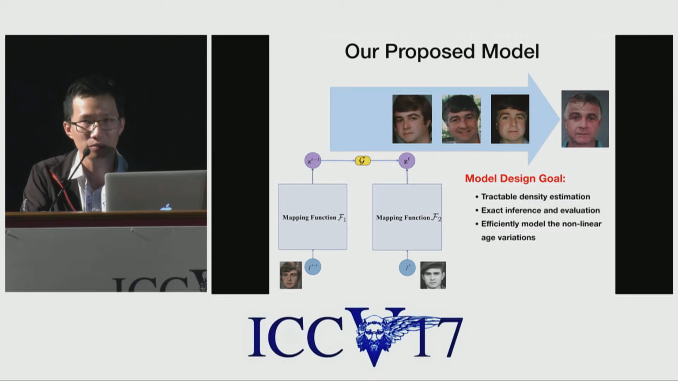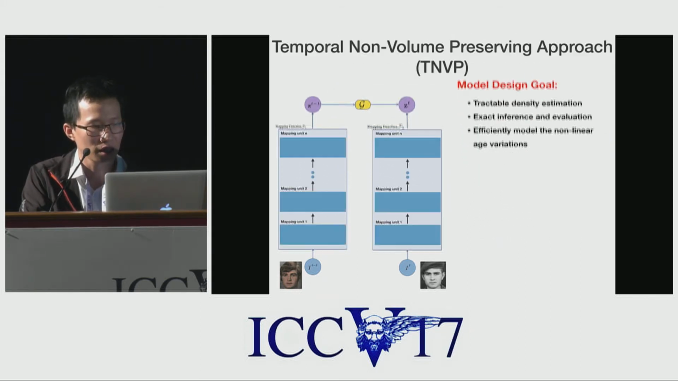So the first step, we project the image I into the latent space Z by using the mapping function f. And then the relationship between the 2 latent spaces, Z_{t-1} and Z_t, is modeled by the function g. The requirement for the model design is that it has to be tractable, have exact inference, and be efficient in modeling.